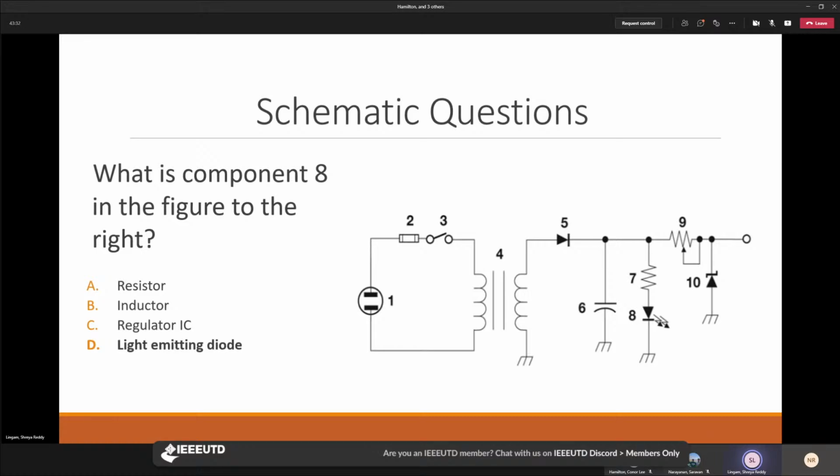So the answer is D, a light emitting diode. So if you look at component 5, that is an example of a diode, which is represented by an arrow with a line against the tip. So a light emitting diode, like in component 8, is essentially a diode that emits light. And you can tell that it's specifically a light emitting diode because of the zigzag lines next to the component, which symbolizes that light is emanating from the diode.